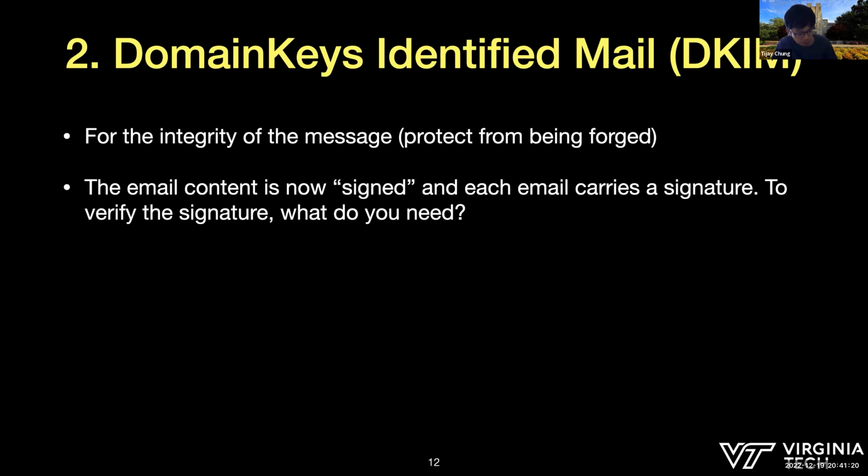Another security protocol is DKIM, okay, DomainKeys Identified Mail. So this is just to provide the integrity of the message. The idea is very simple. The email comes with a signature. Then you have to check if the signature is correct or not. Then you need the public key. So it is very similar to DNS, right? The email content is now signed. Each email carries a signature. To verify the signature, what do you need? You need a public key.